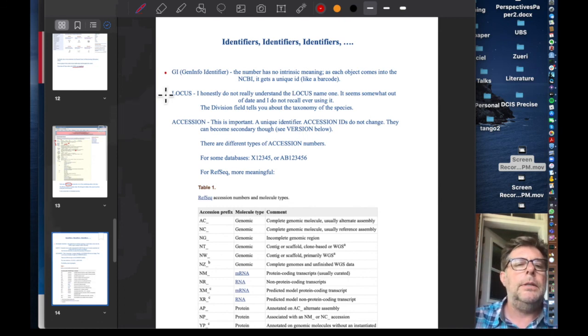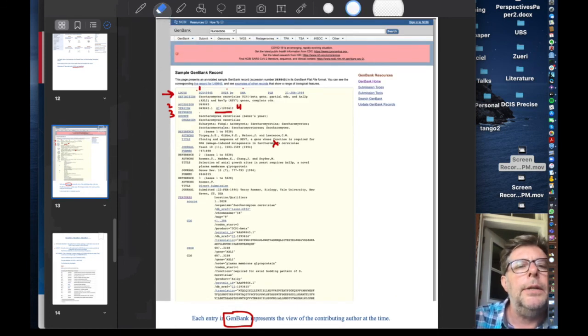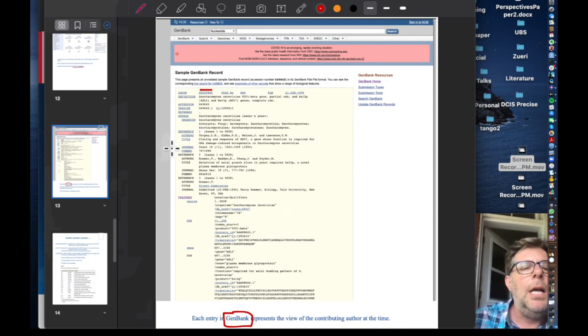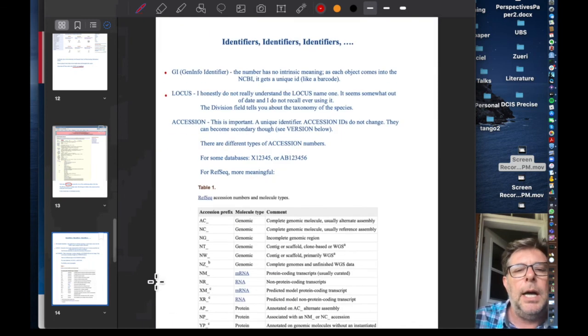A locus, I honestly don't really know what they are anymore. I think they were supposed to encode in that phrase, like SCU, for example. Here, let's go back. You can see that there's SCU 4985 here, right? That's the locus. That's supposed to be saying Saccharomyces, blah, blah, blah. But it's long lost its meaning. I'm not actually sure why they even keep it around anymore.